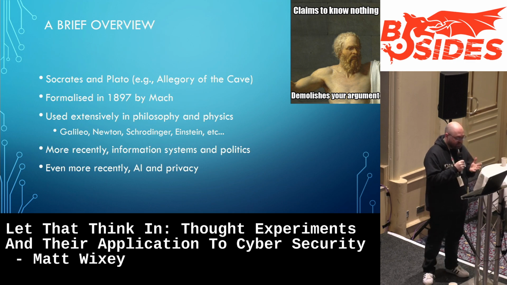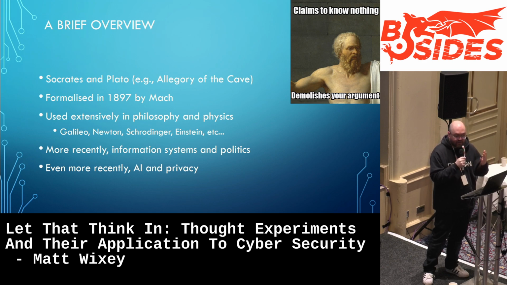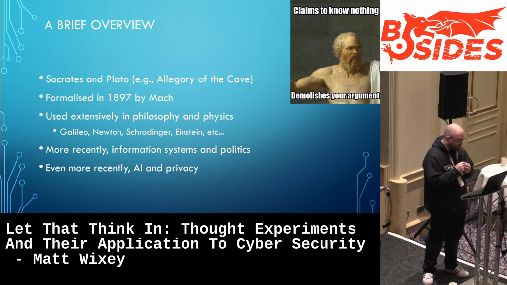They began probably with Socrates and Plato. So the allegory of the cave is probably the most famous one, although there were lots of others. Anyone familiar with the allegory of the cave, Plato's allegory of the cave? A number of later thought experiments built on that one. So you had things like Descartes' demon, brain in a vat, if you've heard of that, and then ultimately things like the Matrix and stuff as well. They weren't really formalized until 1897 by a German scientist called Ernst Mach, who at the time said they were a necessary prerequisite to doing empirical experiments, although that's no longer considered true.